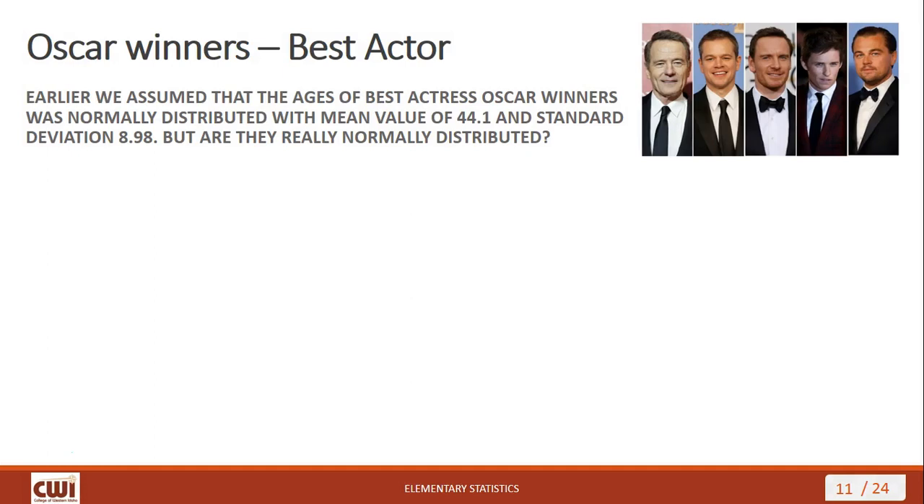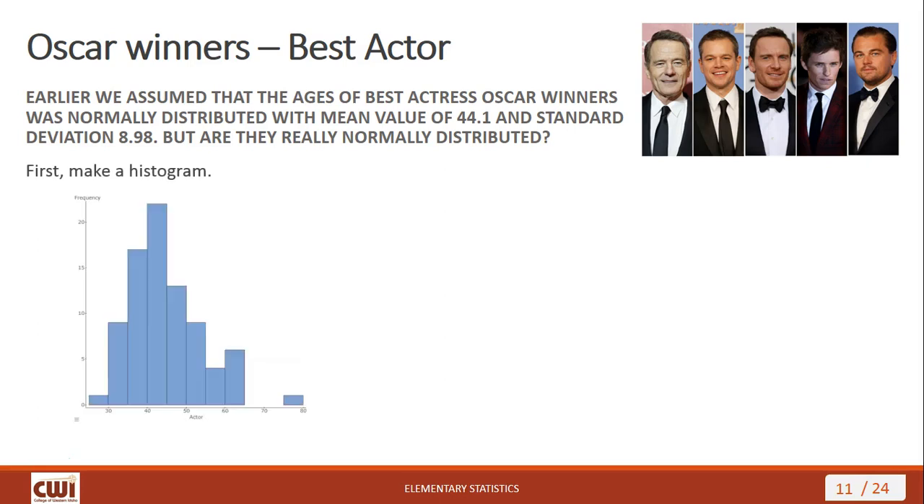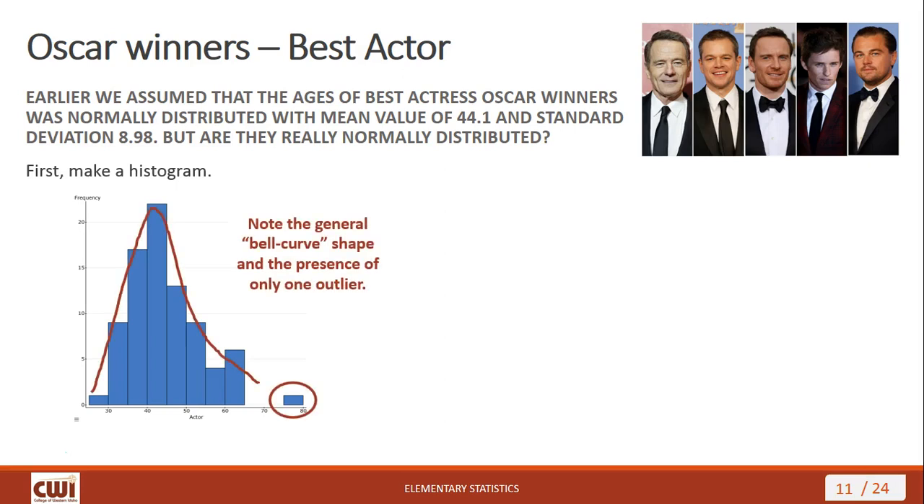Let's look again at the ages for Best Actor. We've also assumed that the ages for the Best Actor Oscar winners was normally distributed, with a mean value of 44.1 and standard deviation of 8.98. But are they really normally distributed? Well, again, our first step is to make a histogram. So we make the histogram, and we don't have quite the skewness that we see with Best Actress, but there's still some skewness in this distribution, not entirely normal. Plus we have an outlier over here to the right.